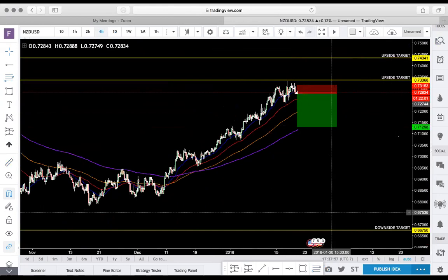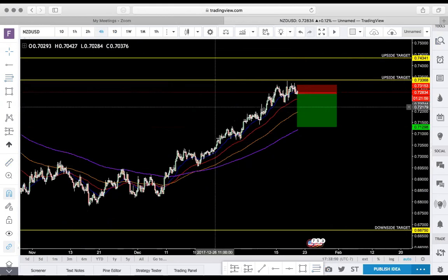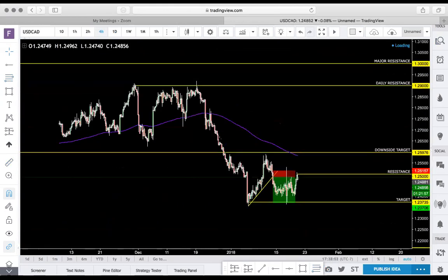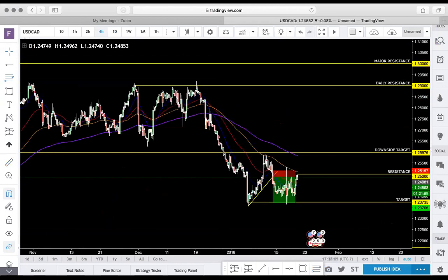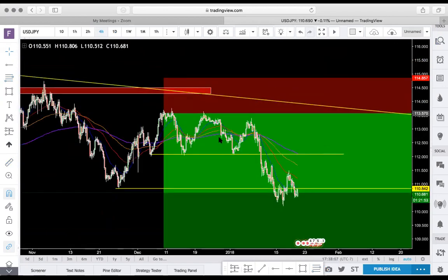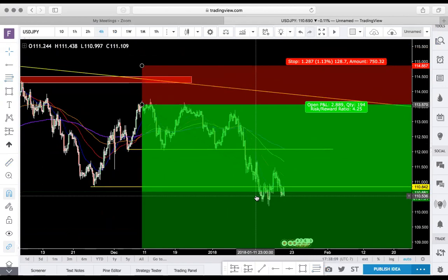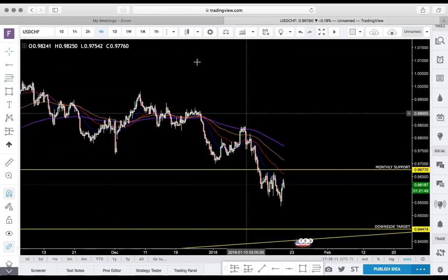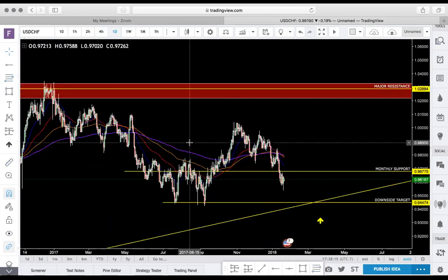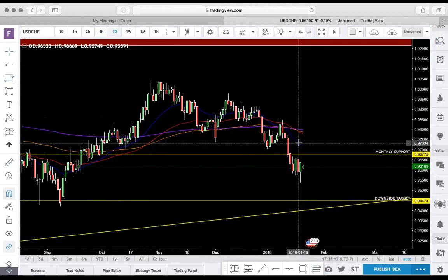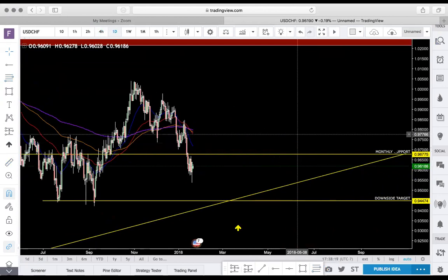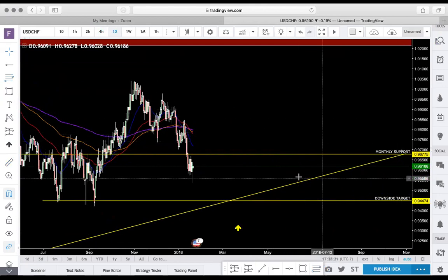All right. Any other pairs that you guys want me to cover? So there's dollar CAD. There's dollar yen. Dollar Swiss franc. I really like this trade. I made a video on this. I am bearish on this.